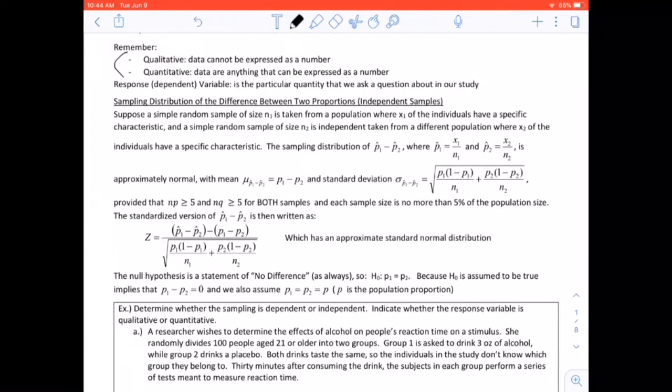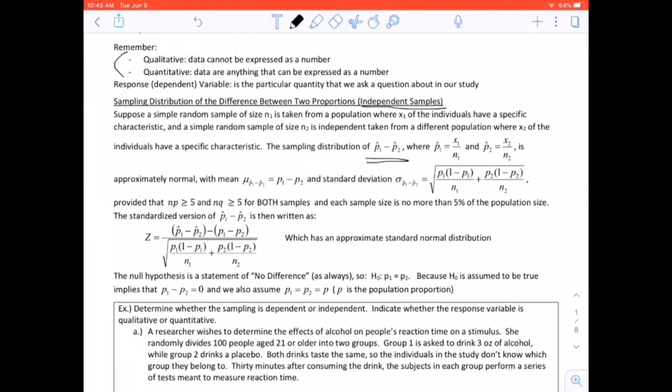Sampling distribution of a difference between two proportions, independent samples. Suppose a simple random sample of size N1 is taken from a population where X1 of the individuals have a certain characteristic, and a simple random sample of size N2 is independent and taken from a different population where X2 of the individuals have a specific characteristic.